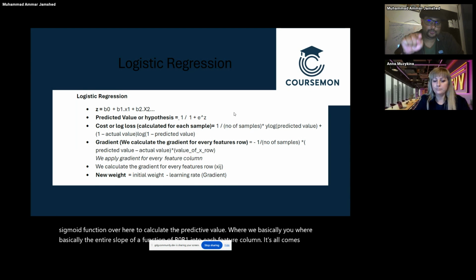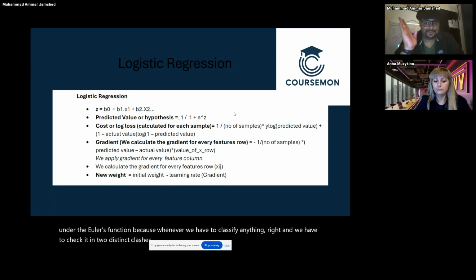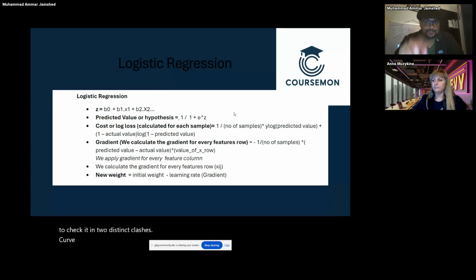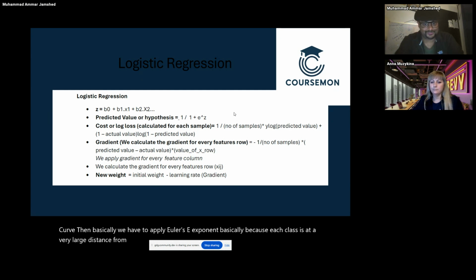all comes under Euler's function, because whenever we have to classify anything, and we have to check it in two distinct classes in one curve, then basically we have to apply Euler's exponent, because each class is at a very large distance from the previous class, and when the distance is large, we have to assume an exponent. And we have to divide 1 by 1 plus e to the power, because we have to see the percentage of how much it is from its initial self.